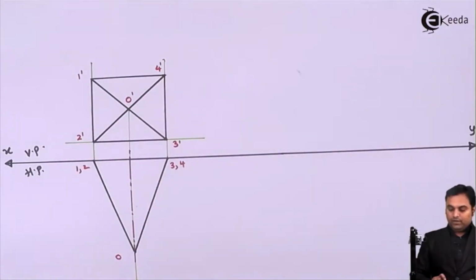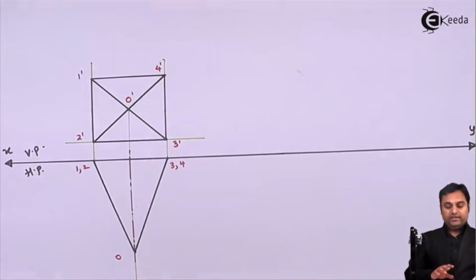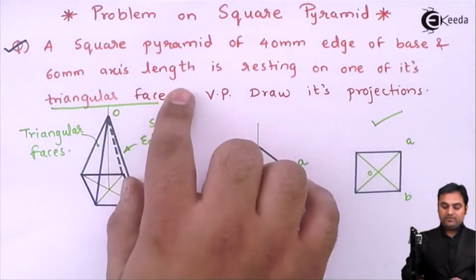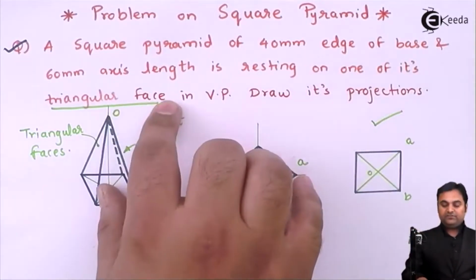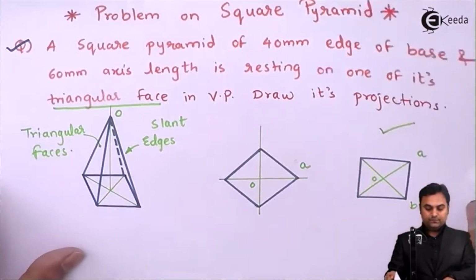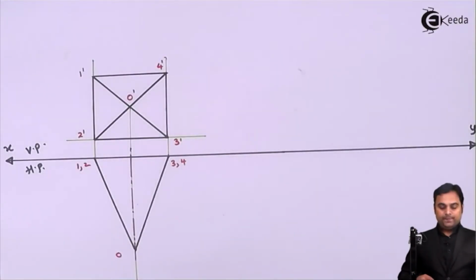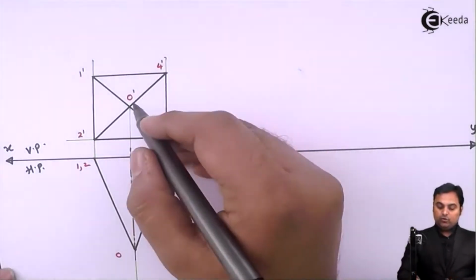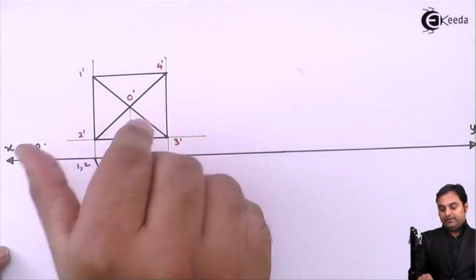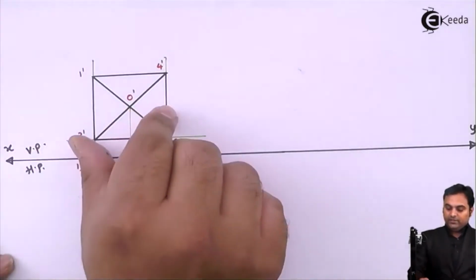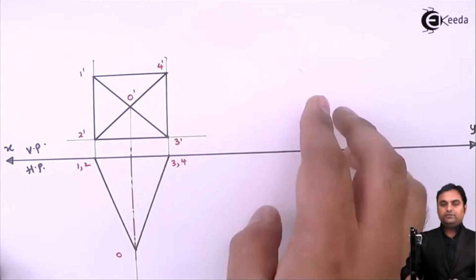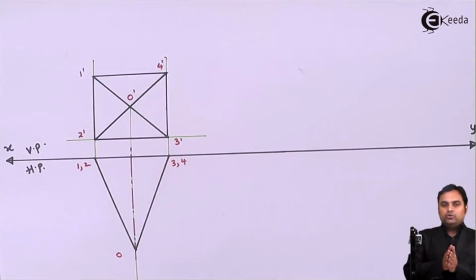Now after this, it is given in the question that a square pyramid of 40 mm edge of base and 60 mm axis length is resting on one of its triangular face in VP and draw its projections. So here if we see, the triangular face is O dash 3 dash 4 dash on which it will rest. So the question is in such a way that the pyramid will be completely tilted such that this face is made to coincide with VP.